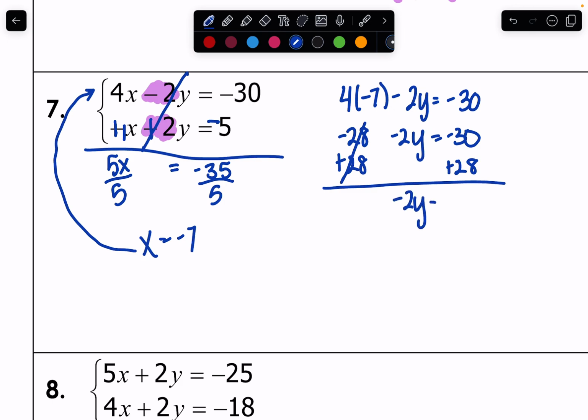So I get -2y equals -2. And then I do my division second. So now I divide both sides by -2. And -2 divided by -2 is +1. So my answer here would be -7, 1.